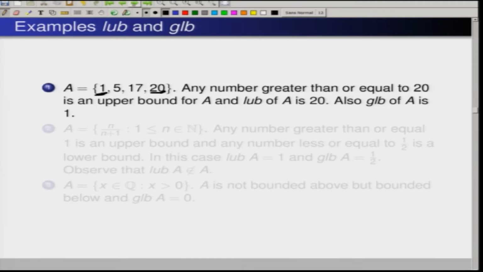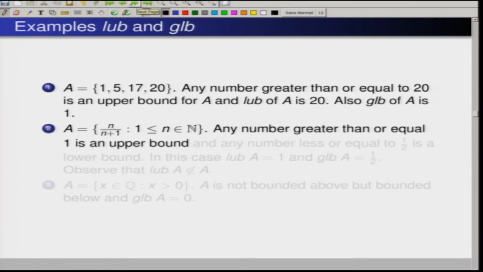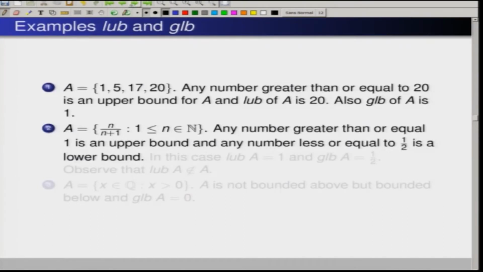Now, if you look at a slightly non-trivial set, A equal to the set of all n by n plus 1, where n is a natural number, which is of course greater than or equal to 1, I am not including 0 here. In this case, this is bounded above, because any number greater than or equal to 1 is an upper bound, and similarly any number less than or equal to 1/2 is a lower bound. The least upper bound is 1 and the greatest lower bound is half.